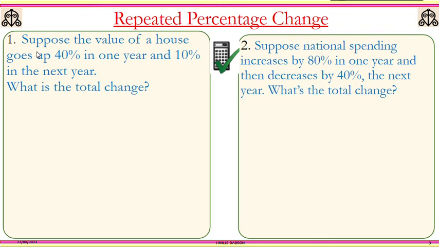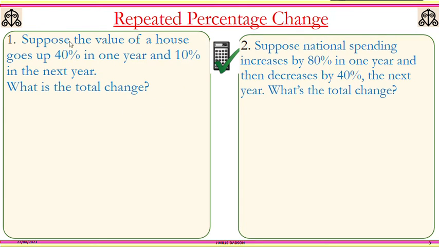So here, question 1. Suppose the value of a house goes up by 40% in 1 year and 30% in the next year. What is the total change? Most students just think it's 40% plus 10%. It's not like that. Everything is in succession. So the question is just asking what single percentage will really encompass 40% followed by 10%.